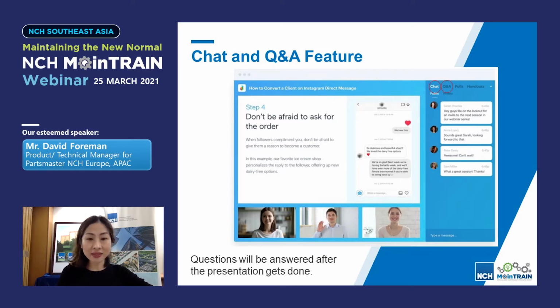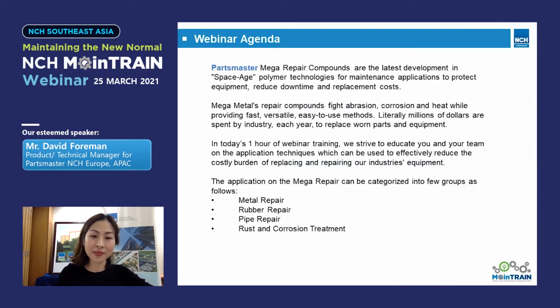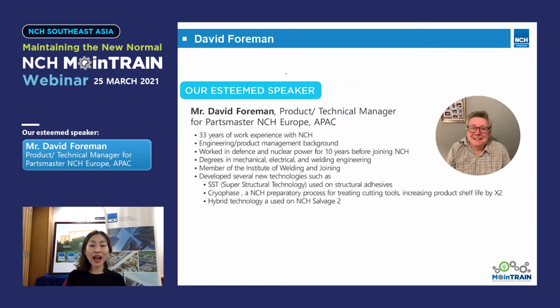To get things started, I'll quickly run down the topic that will be discussed during the session. In this 1-hour webinar training, we would like to share with you and your team on Partsmaster Mega Repair application techniques, which can be used to effectively reduce the costly burden of replacing and repairing our industry's equipment. The applications of Mega Repair can be categorized into a few groups: metal repair, rubber repair, pipe repair, and rust and corrosion management.